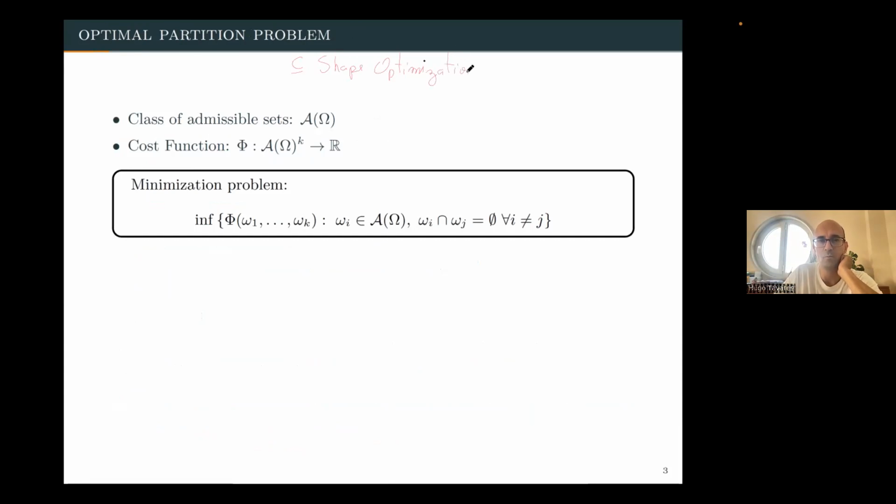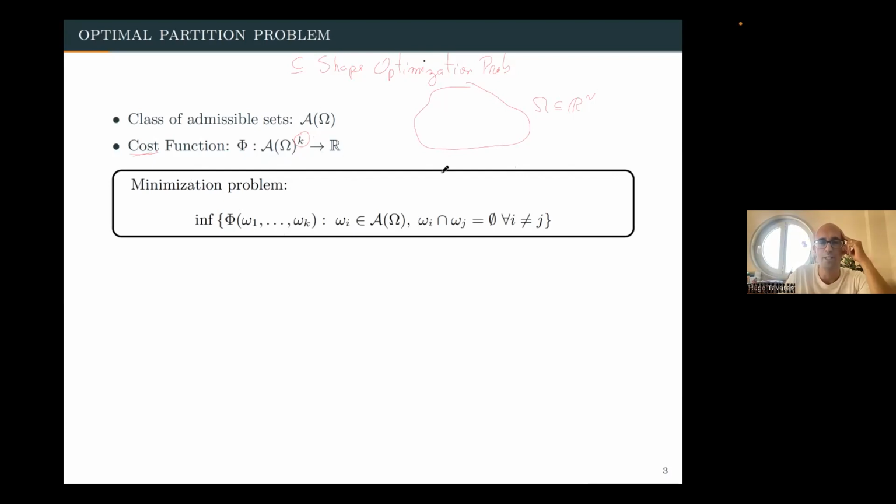So think about the following. You have, let's say, a fixed Omega subset of a Euclidean space, and you take subsets in a certain class, let's say you take all the convex subsets or all the open subsets, you name it. Any class. I'm just explaining in general what it is. And then you take any collection of k subsets in this class, and you have a cost function, a certain function that is typically called the cost function.